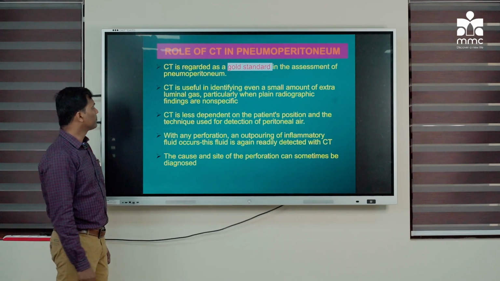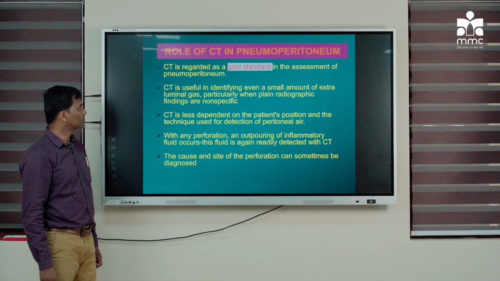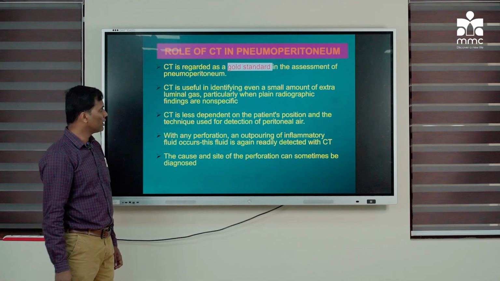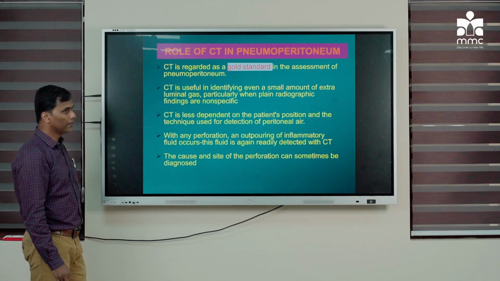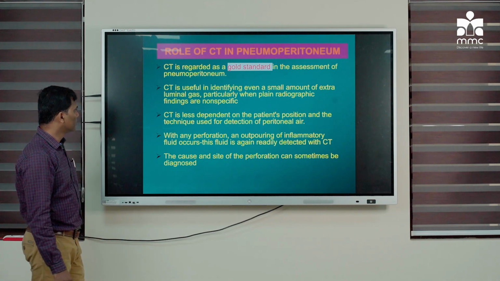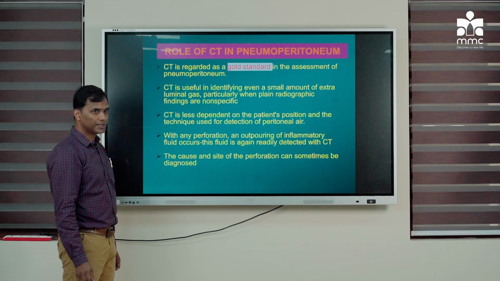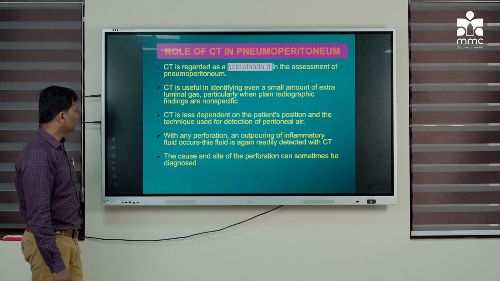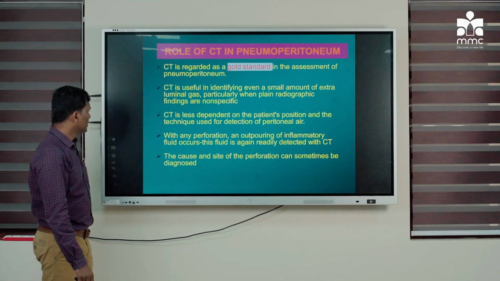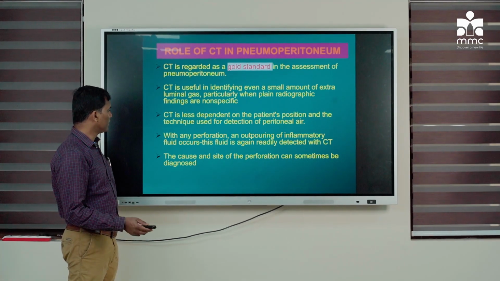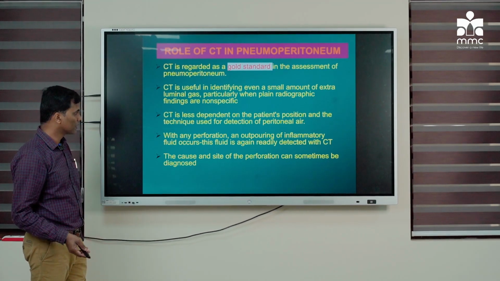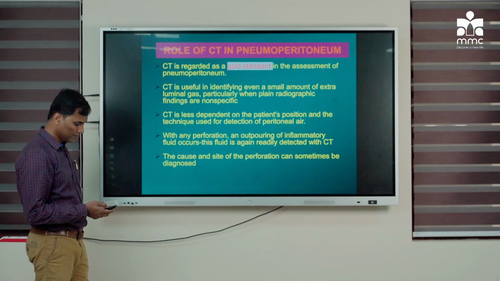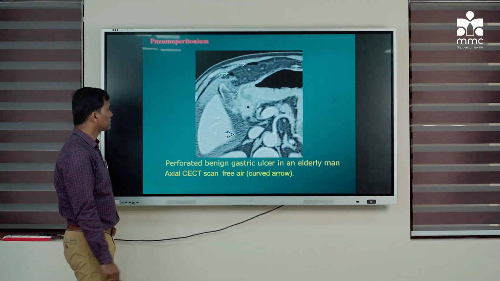What is the role of CT? CT is considered the gold standard for assessment of pneumoperitoneum. It is useful in identifying even a small amount of extraluminal air, particularly when the radiograph is inconclusive. CT is less dependent on patient position, so it can be taken in any position without any waiting. With any perforation, outpouring of inflammatory fluid occurs, and this fluid can also be seen on CT. The cause and site of perforation may sometimes be diagnosed.